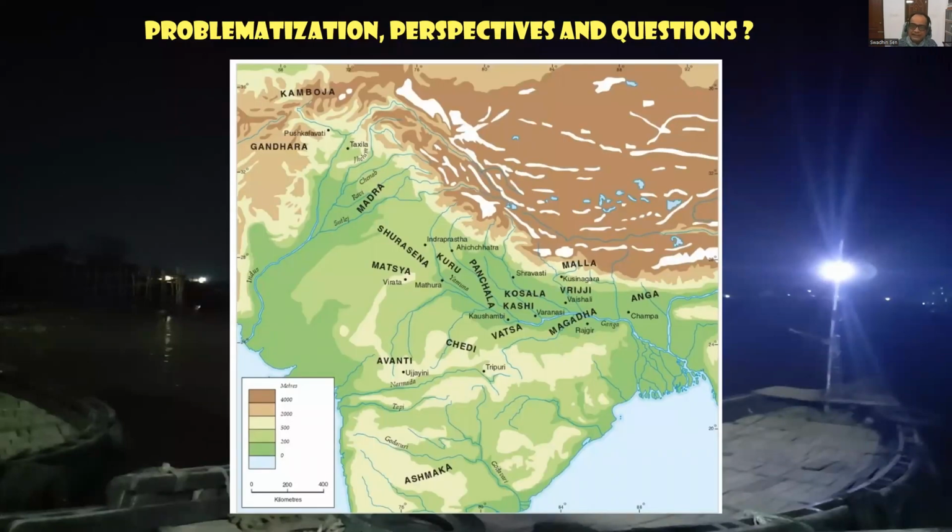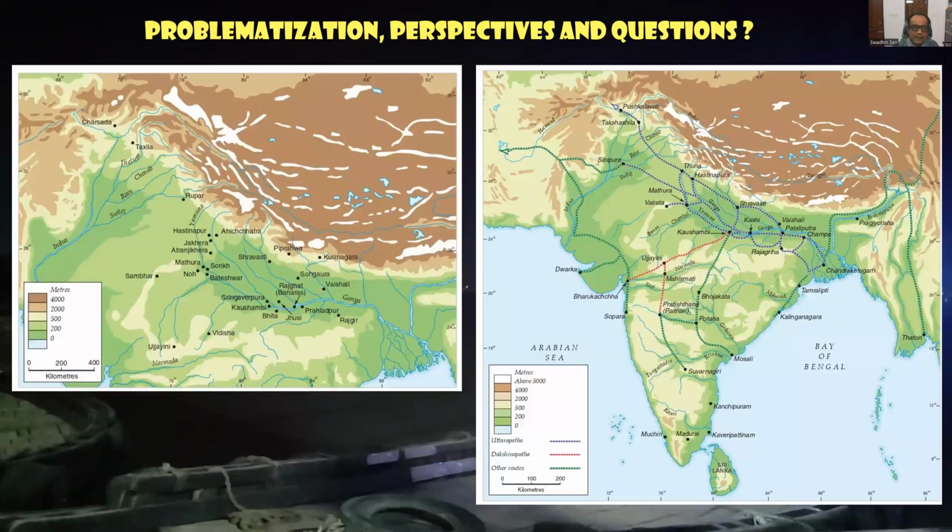For example, these are some of the images I have taken from Professor Rupinder Singh's very well-read book, which is the textbook. These are the 16 Janapadas, and these are some of the urban centers in the northern part of India, and you are all well aware of these sites.